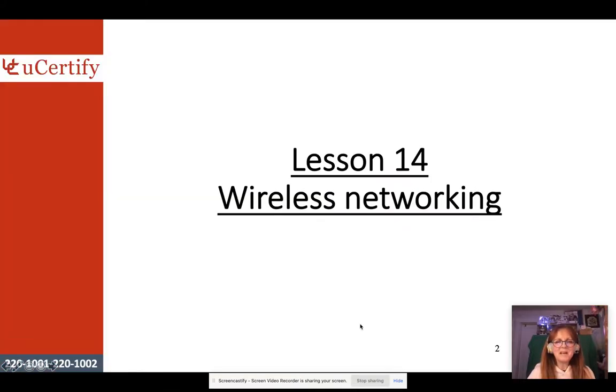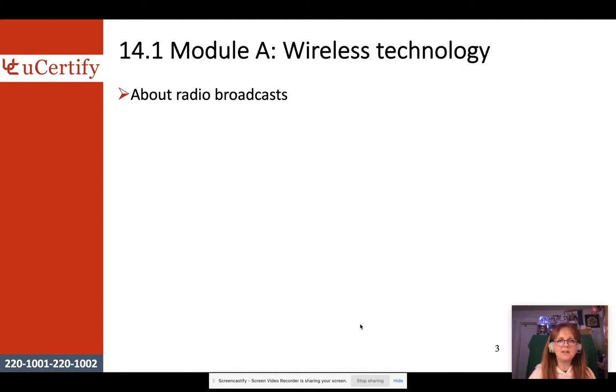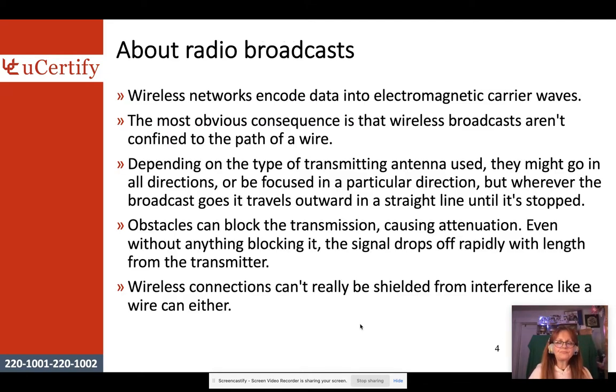Hello. Today we're going to talk about wireless networking and wireless technology. Specifically, we're going to talk about radio broadcasts and kind of how it all works. So, wireless networks encode data into electromagnetic carrier waves. The most obvious consequence is that wireless broadcasts aren't confined to the path of a wire.